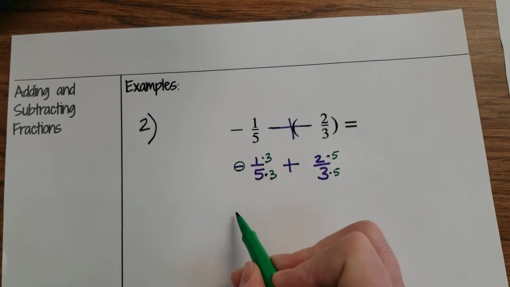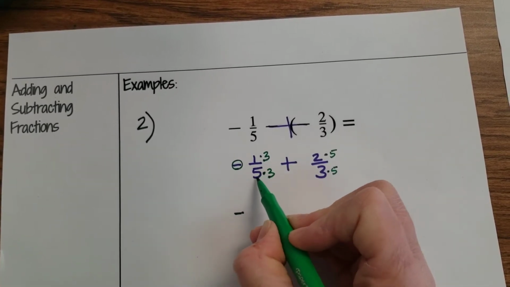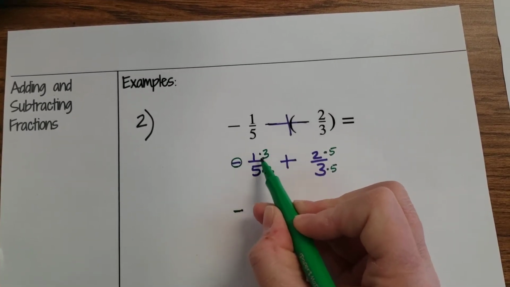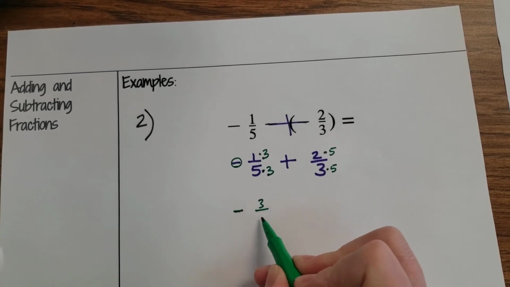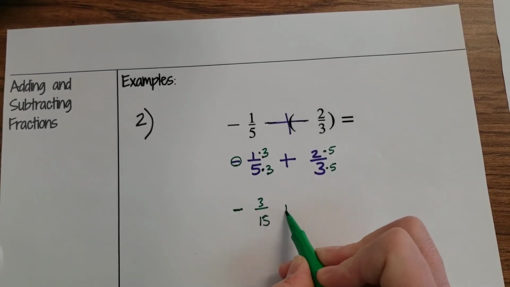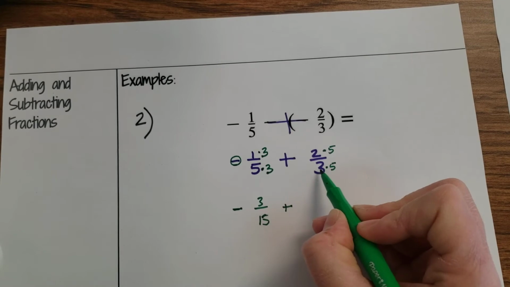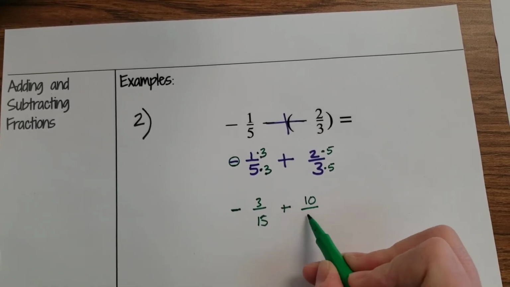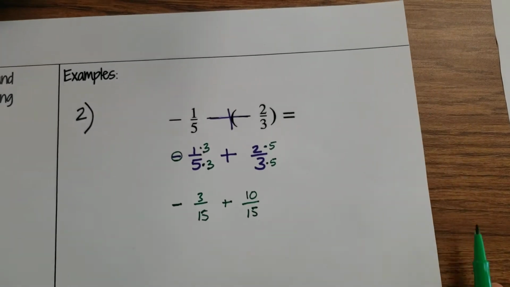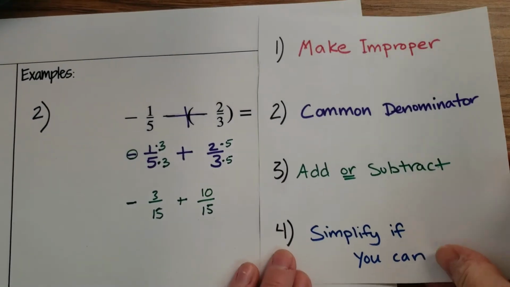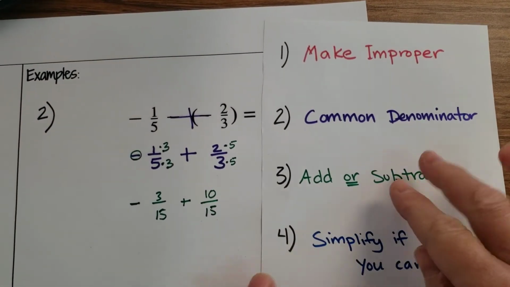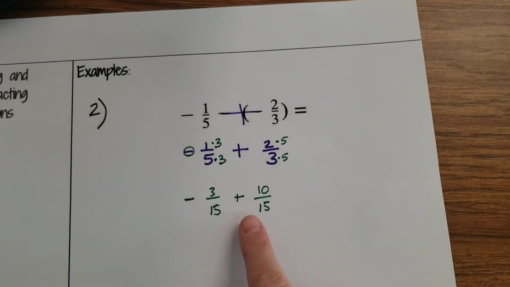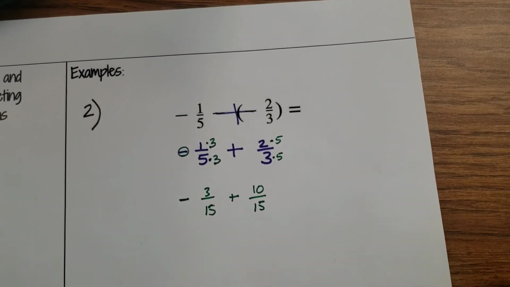Remember, this one's negative. It's going to stay negative. So 1/5 could be written as 3/15. Let's drop down the plus sign. 2/3 could be rewritten as 10 over 15. Now we have common denominators. And as soon as you get common denominators, you are ready then to add or subtract. And in this case, we are adding again.